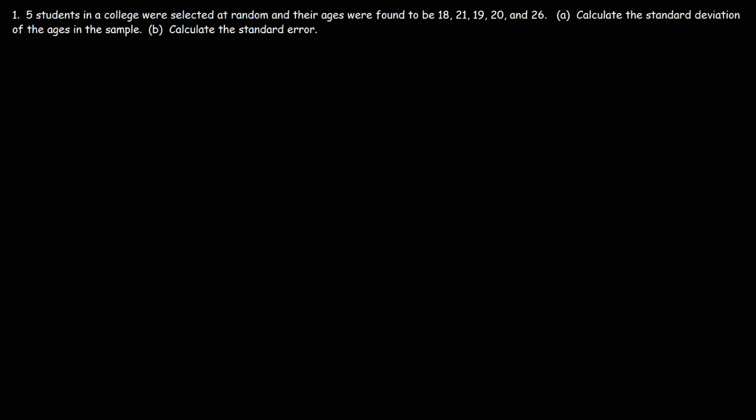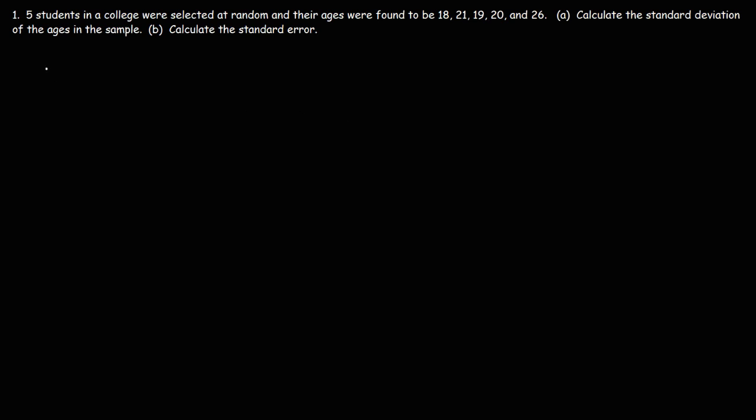Number 1, 5 students in a college were selected at random and their ages were found to be 18, 21, 19, 20, and 26. Part A. Calculate the standard deviation of the ages in the sample. Now feel free to pause the video if you want to try this first. Go ahead and calculate the standard deviation and then you can play the video to see if you have the same answer that I have.